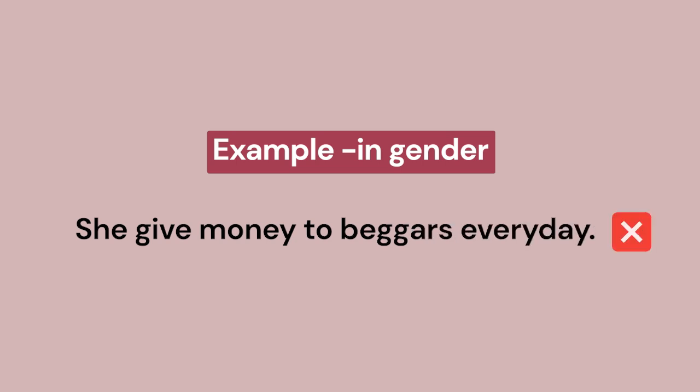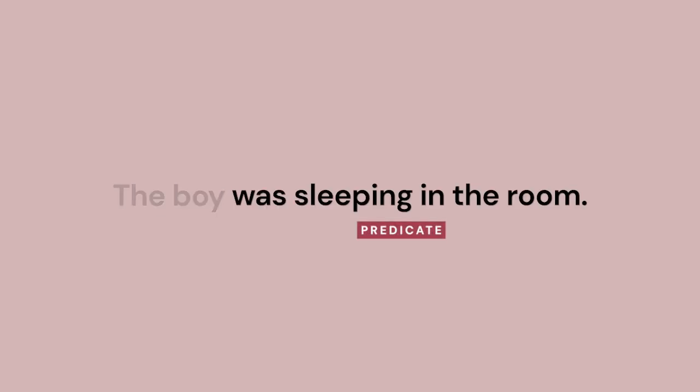That's quite wrong. Number two is a word or a group of words that is divided into subject and predicate. And as earlier instructed, we know that a subject refers to the doer of the action in a sentence, while the predicate is the remaining of the sentence minus the subject. For example, the boy was sleeping in the room. The boy is referred to as the subject because he is the doer, while was sleeping in the room refers to the predicate.